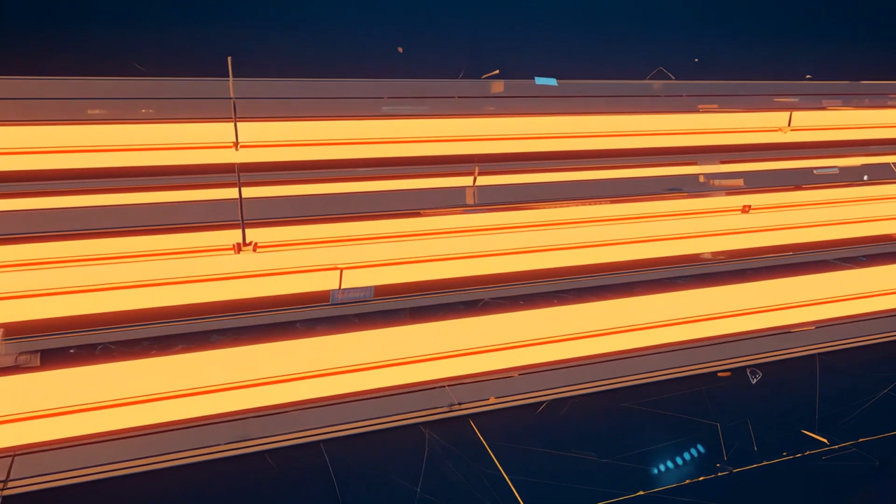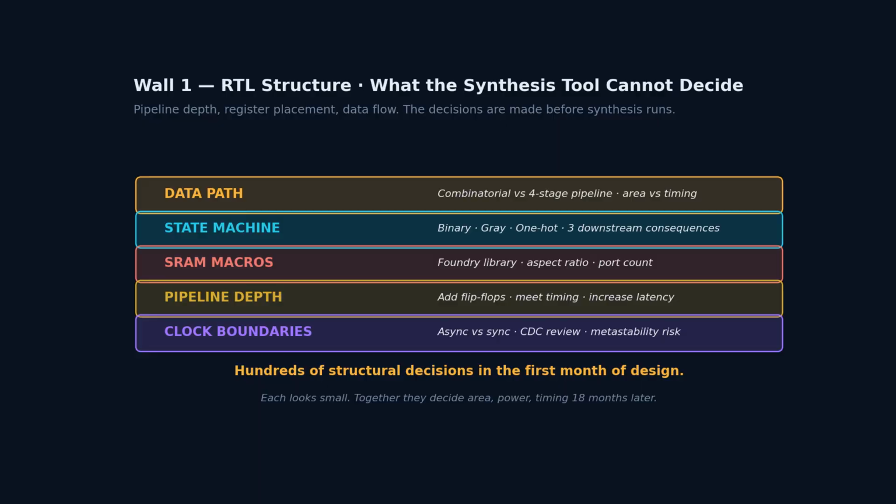Now the memories, SRAM macros chosen from the Foundry's library. Each macro has a specific aspect ratio, port count, and read latency. The designer picks the macro that fits the data flow, then writes the wrapper RTL that drives it. A typical AI accelerator block has hundreds of these decisions, made in the first month of design. Each one looks small. Together they decide whether the block will hit its area, power, and timing budgets 18 months later when the silicon comes back.